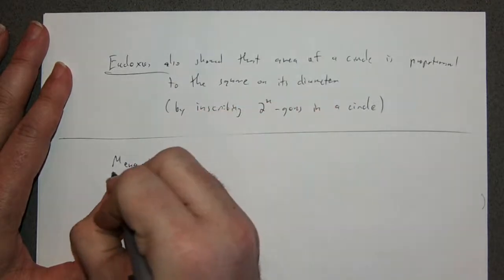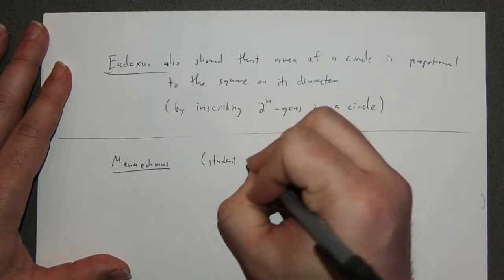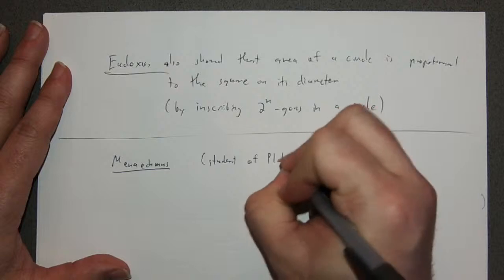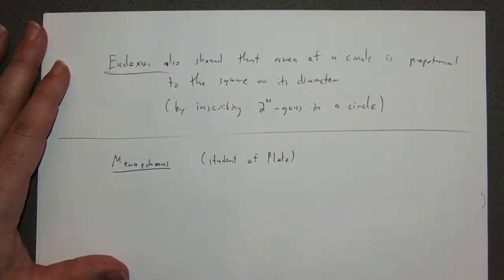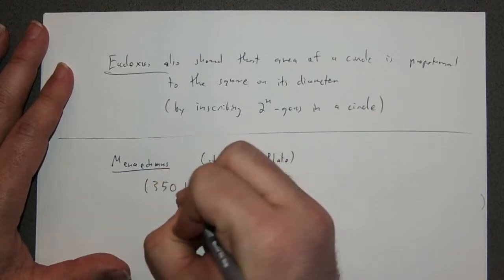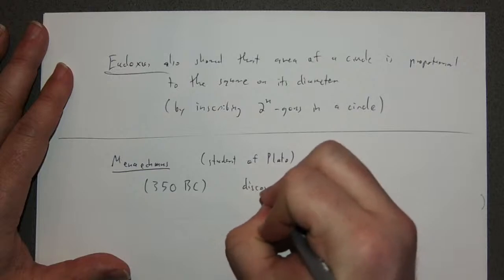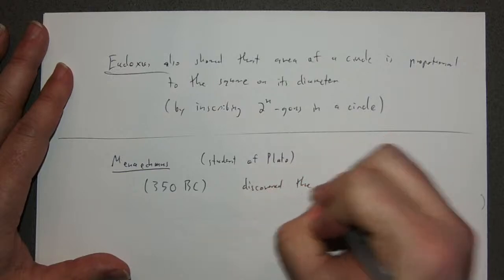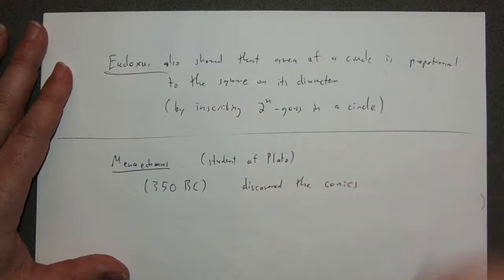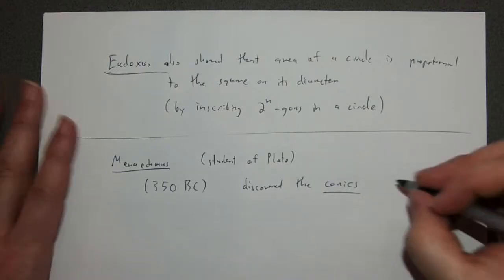Menachmus. Okay, student of Plato. So he's a student of Plato, was active around 350 BC. He discovered the conics. Okay, so unfortunately, I do not have a good model of these. What are the conics or conic sections?